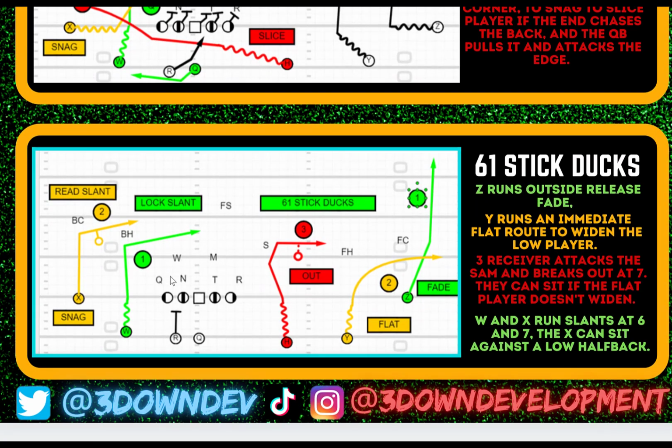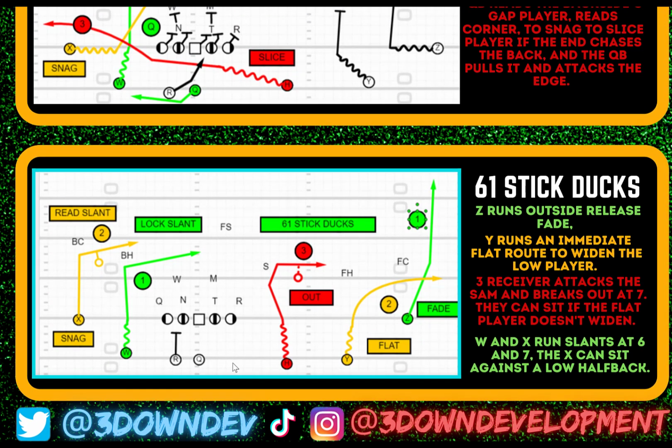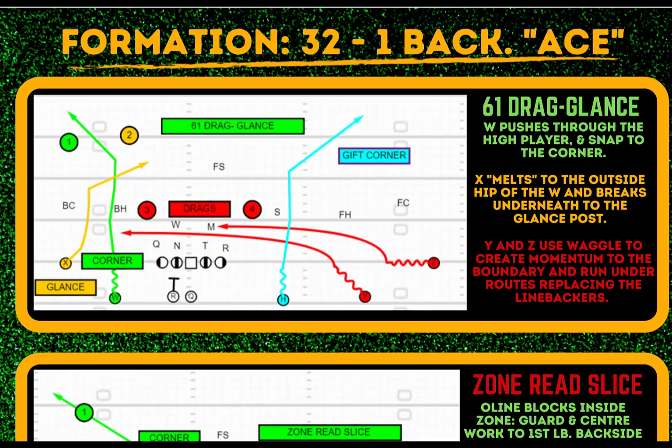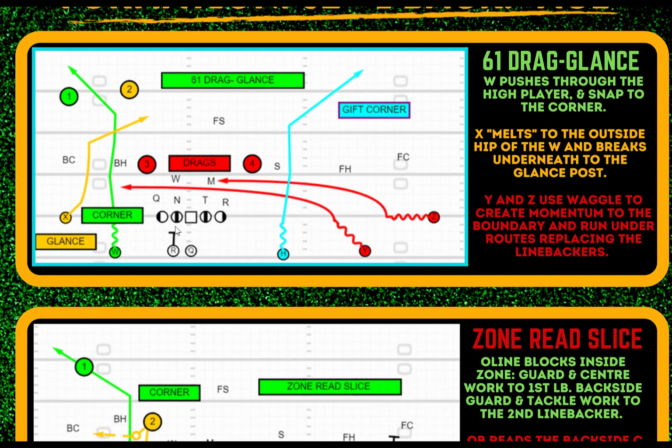Our last one here is 61 stick ducks. So we're going to stick to the field, ducks to the boundary. This is my go-to quick game. If I only got 3 plays to come into a game, I want to have some kind of vertical concept here, a whole field pass concept where we can get the ball to a variety of players.